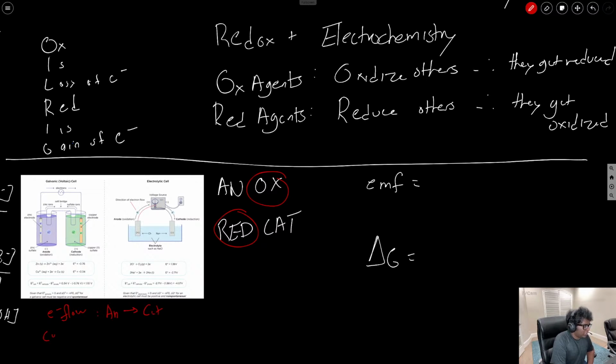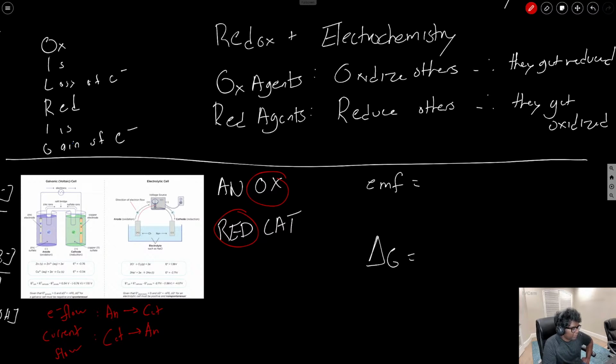But current flow, because we have a current, something has to facilitate this. In this case, it'll be a salt bridge. With an electrolytic cell, we have an actual battery. It's cathode to anode. So yeah.